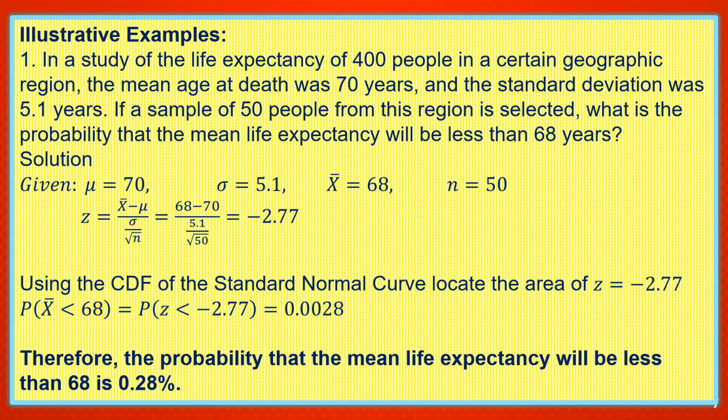So using the cumulative distribution frequency of the standard normal curve, locate the area of z equals negative 2.77. So you have there probability of the mean to be less than 68 is equal to the probability of z less than negative 2.77, and that is equal to 0.0028. So therefore, the probability that the mean life expectancy will be less than 68 is 0.28%.